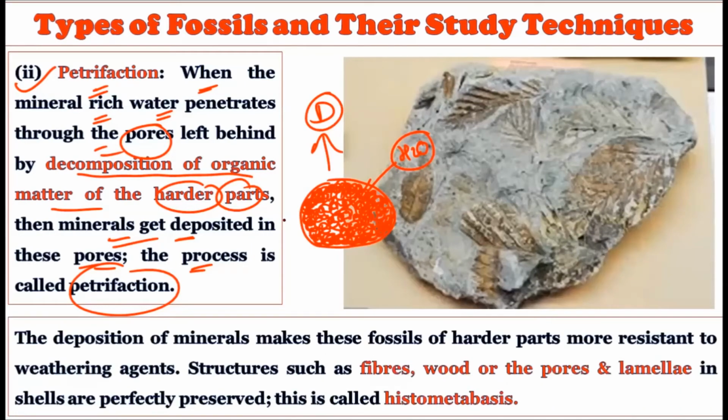Now understand this: the deposition of the minerals makes these fossils' hard parts more resistant to the weathering agent. Now, consider this is a wood, and the process of petrification is occurring. This is the front view of the wood. The process of decomposition has started, and whatever the organic content is there, this organic content present inside the wood is getting removed due to the natural forces.